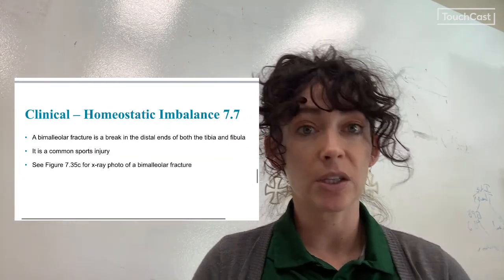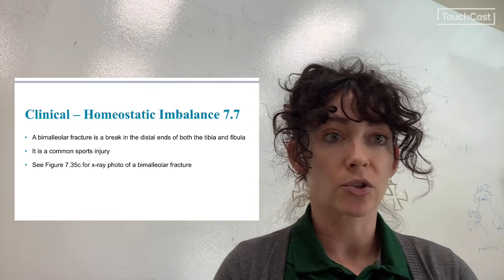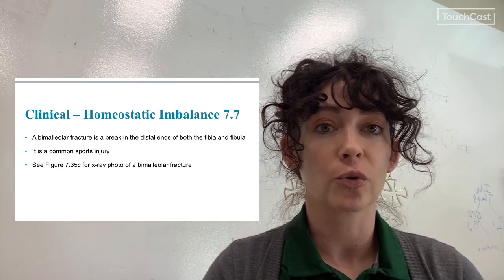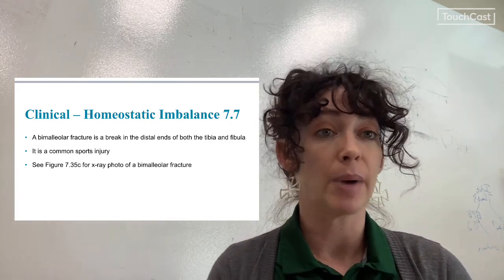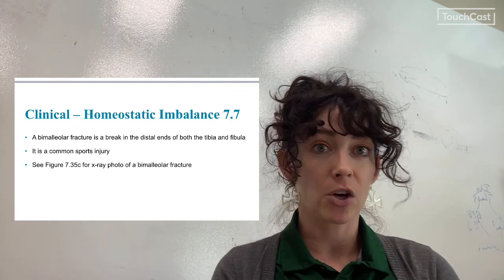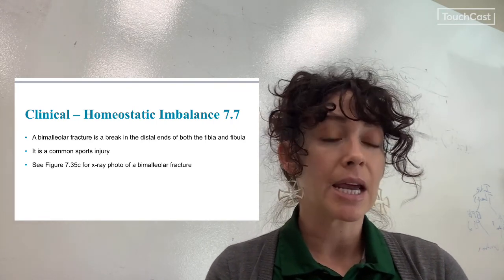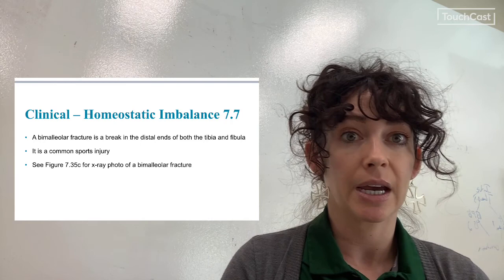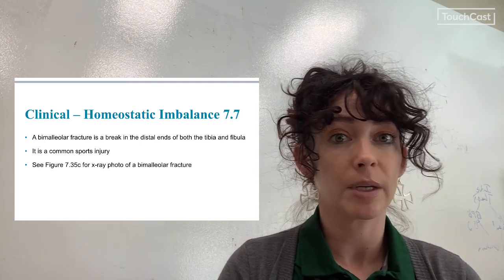So one thing that we do see, this will not be on your lab practical, but just for your own reference, a bimalleolar fracture, bi meaning two malleoli, is a break in the distal ends of both the tibia and the fibula. And this is actually really, really common in sports.